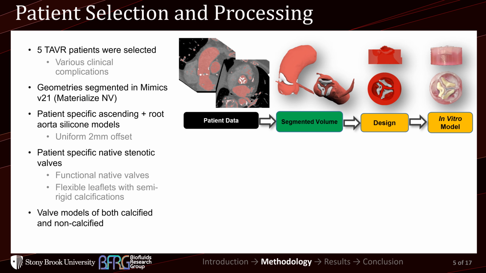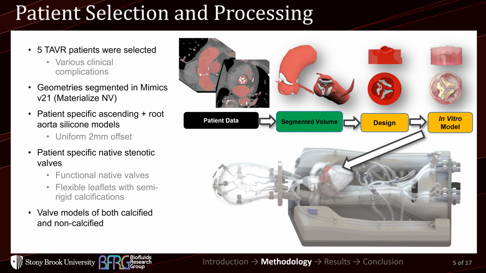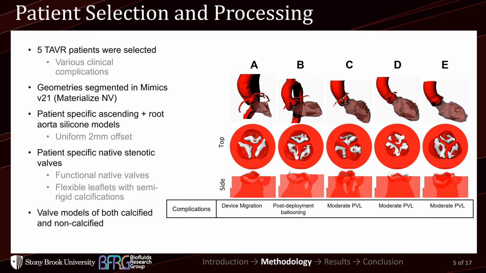So that being said, for this study, we chose 5 patients. The patients' CTs were segmented, and a design and an actual model was produced. The models are made out of a polyurethane elastomer with semi-rigid calcific masses that are actually affixed to the surface of it. These masses can be colored with a radiopaque material if we want to evaluate how it looks under fluoroscopy. And they can be swapped out and changed inside this replicator system repeatedly to evaluate different valves in sequence.